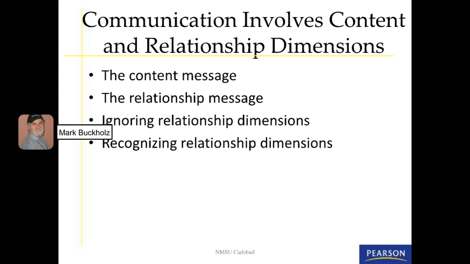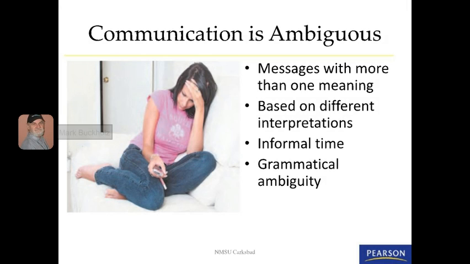Communication involves content and relationship dimensions. Remember, it's never only about the content of a message. We ignore relationship dimensions at our own peril and risk ineffectiveness when we do. Communication is ambiguous. We need to pursue its meanings, to ask questions, to encourage qualifications and explanations, and to mirror back our own understanding to allow the sender to make the message's meanings more precise.